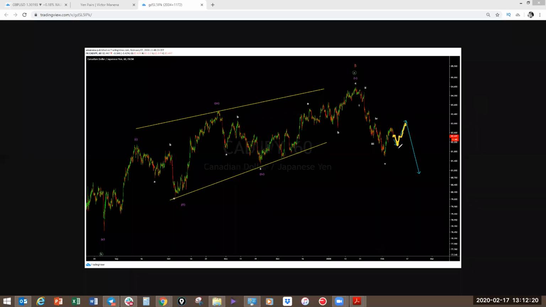Now, I will only update this if there are any changes. There haven't been any changes since we forecasted. So the 2 moves that we forecasted, 1, 2, have played out. There's no need for me to come and update the charts.